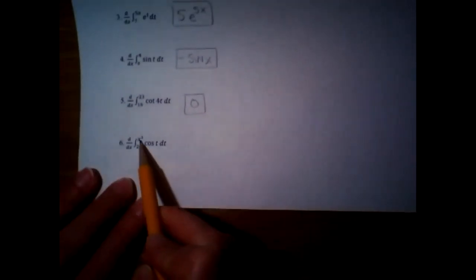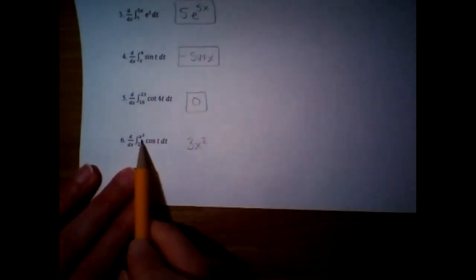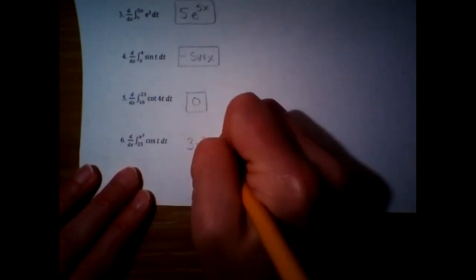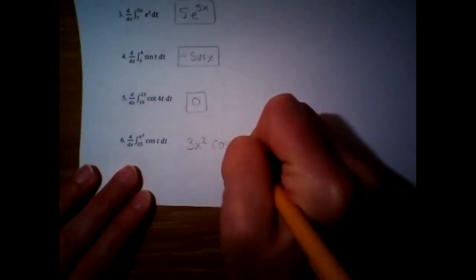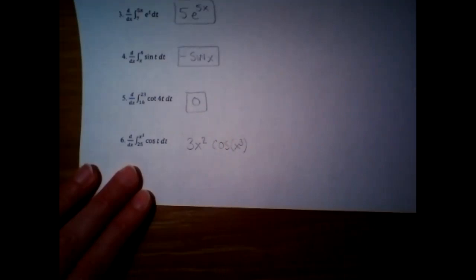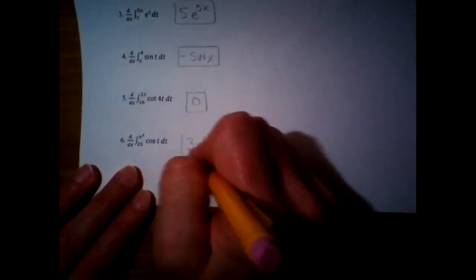Right, so for here, this is more than just x. That means there's going to be a chain rule. And again, oftentimes I'll put that first so that I don't forget it. So we're going to have to chain on the derivative of x cubed, which would be 3x squared. And then you just take that x cubed and plug it in for t. So 3x squared times cosine of x cubed.